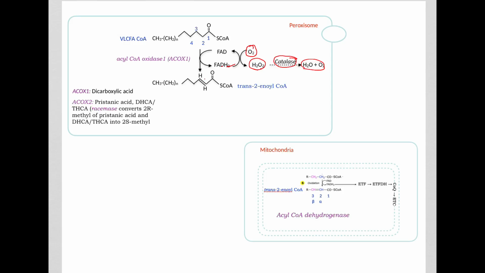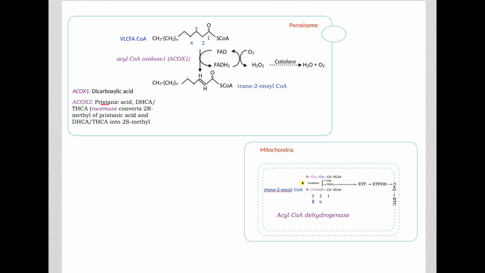So this oxidation between carbon 2 and 3, just like what we saw in beta-oxidation in mitochondria, this oxidation forms a double bond, and the enzyme here in peroxisome is called acyl-CoA oxidase 1. Acyl-CoA oxidase 1 is involved in very long chain fatty acids as well as dicarboxylic fatty acids.